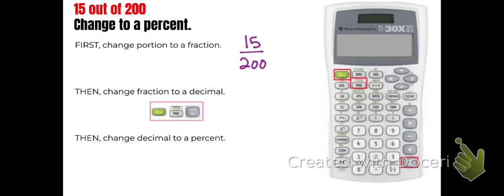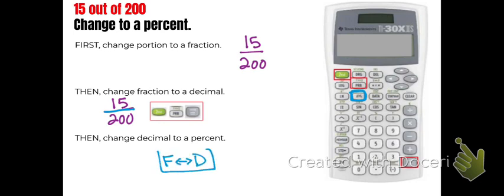So let's change this to a decimal by using our calculator. We want to first enter into our calculator 15 200ths. Remember, you enter this in going from the top to bottom. It's 15 fraction bar 200. Do you remember which button is the fraction bar? It's this one right here, ABC. So 15 ABC 200.